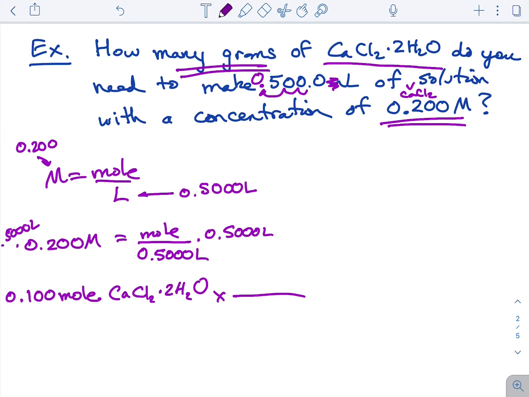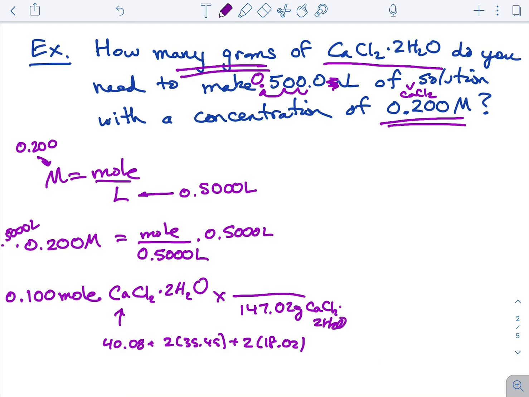So when we do our molar mass here, we've got to take the molar mass of calcium, the molar mass of chlorine, 35.45, and then add to that 2 times the molar mass of water, which I hope by now you remember is 18.02. So we're going to add those up, 2 times 35.45 plus 2 times 18.02. That gives us 147.02 grams of calcium chloride dihydrate per 1 mole of calcium chloride dihydrate.